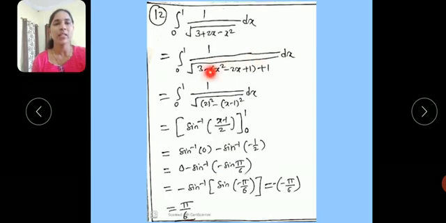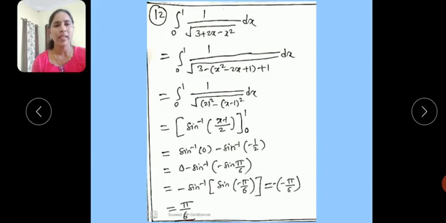Here see this bracket, x square minus 2x plus 1 is the perfect square of x minus 1 its square. Here plus 3 plus 1 is plus 4, that is 2 square, means 0 to 1, 1 upon square root of 2 square minus x minus 1 its square dx. This is equal to sin inverse of x minus 1 divided by 2 from 0 to 1. This is equal to sin inverse of 0 minus sin inverse of 1 by 2.